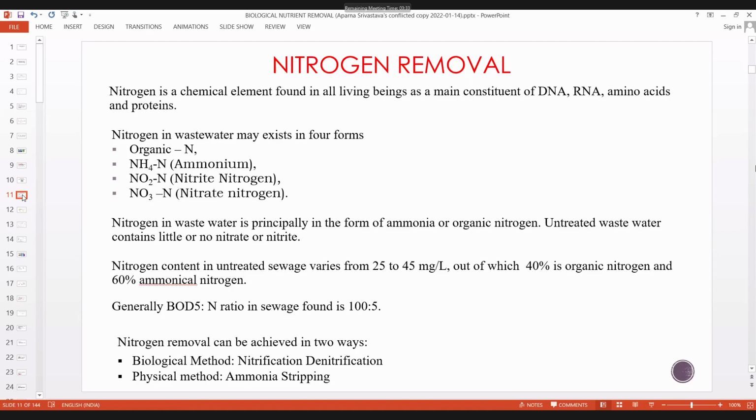Nitrogen in wastewater is primarily in the form of ammonia or organic nitrogen. Untreated wastewater contains little or no nitrate, they say. Why does untreated wastewater generally not have nitrate or nitrite?